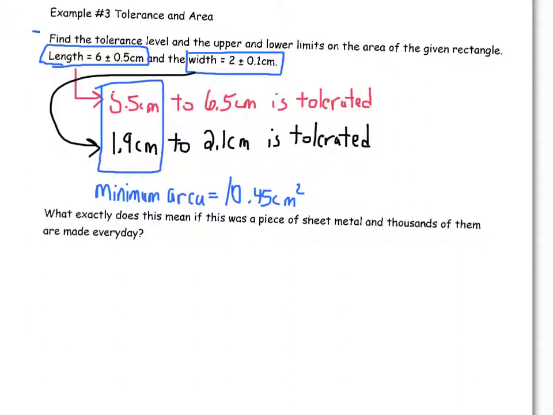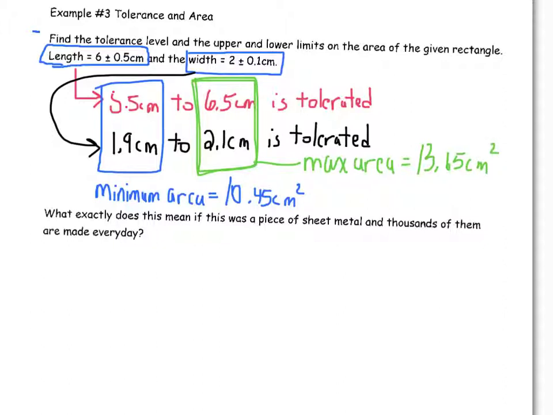Now, I'll switch colors to green. What about our maximum? Well, our maximum area, I'll just write max area, could be 6.5 by 2.1. 6.5 times 2.1 gives me 13.65 centimeters squared. So the area that we will tolerate is from 10.45 to 13.65 centimeters squared. Okay, I'm not going to answer that last part, so let's just move on.